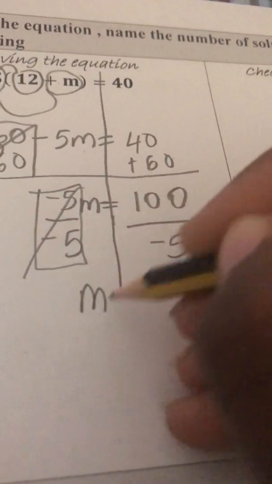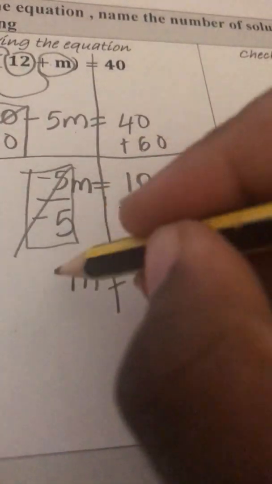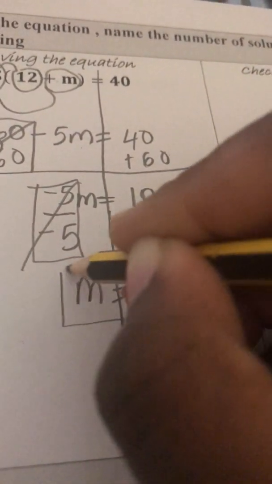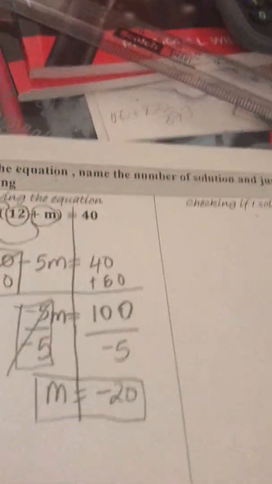This goes away. m is equal to -20. Okay, so the question says solve the equation. Solve the equation means solve and check. Even if the question doesn't tell you, you must solve and you must check. Now let us check if our answer is correct.